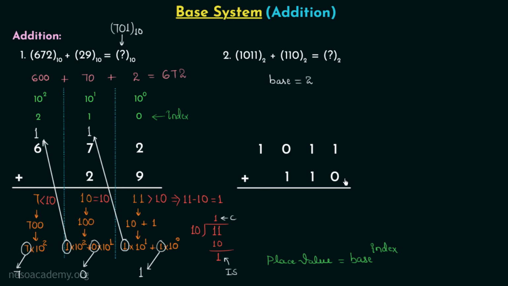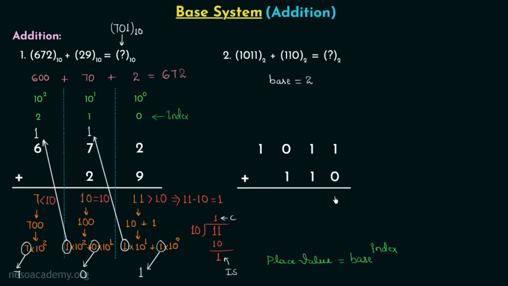The digit 0 has the place value 2 power 0, which is 1. 1 has the place value 2 power 1. 0 has the place value 2 power 2, and 1 has the place value 2 power 3. And this time we will not go and do the tedious calculations keeping in mind these place values. We will simply be using the divide by base method to find the final answer. So let us start now.